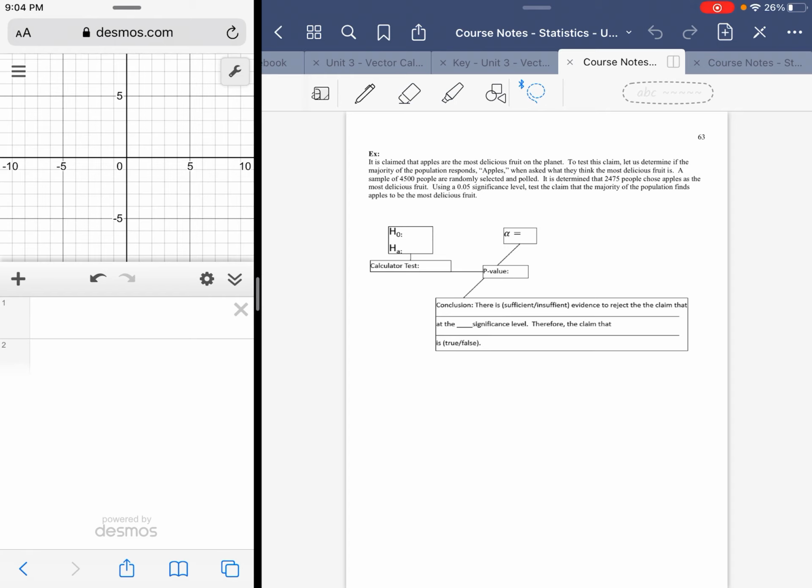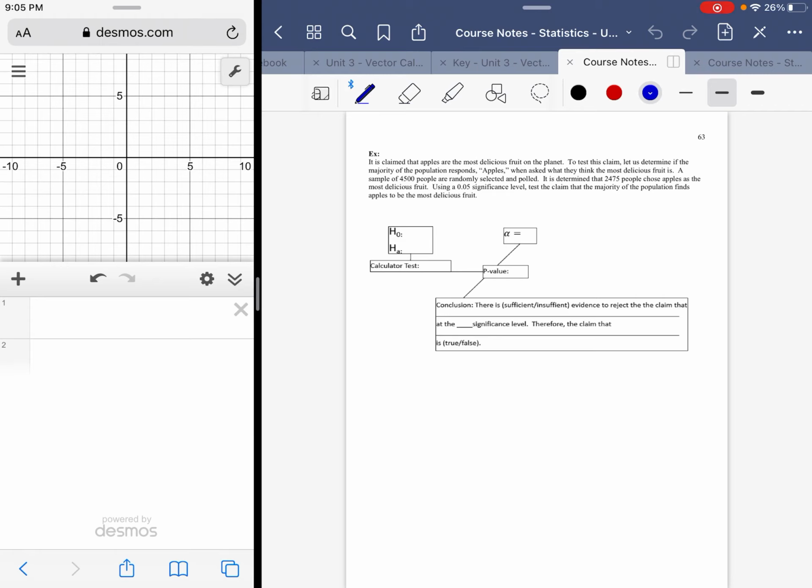So a sample of 4,500 people are randomly selected and polled. It is determined that 2,475 people chose apples as the most delicious fruit. Using a 0.05 significance level, test the claim that the majority of the population finds apples to be the most delicious fruit.